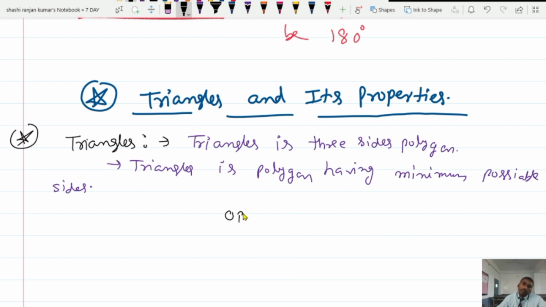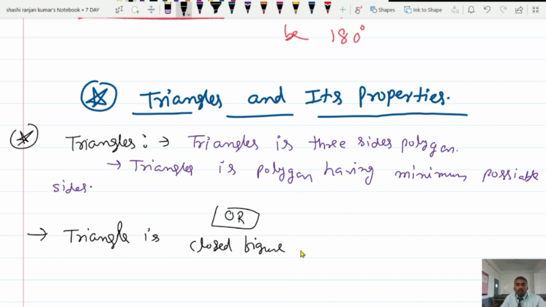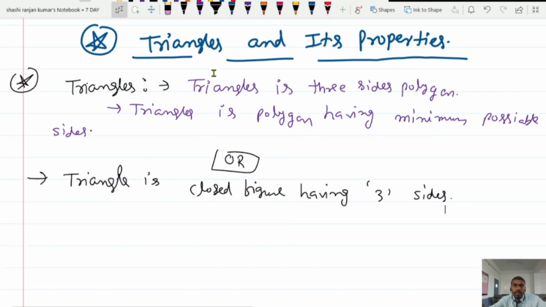So we can define the triangle in this way also. Triangle is a three-side closed figure. Triangle is a closed figure having three sides. So this is known as a triangle.